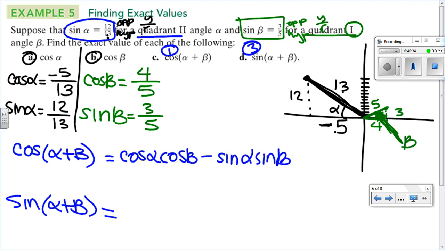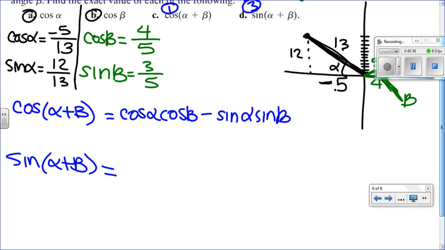Go ahead. I'm just going to write the formulas here. You are going to do the substitution. And remember, the ratios are coming from over here. That's why we have all 4 lined up for you. Don't forget that the cosine of alpha is negative.